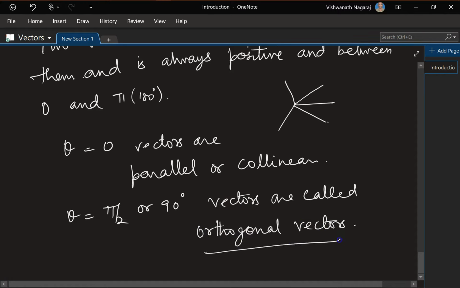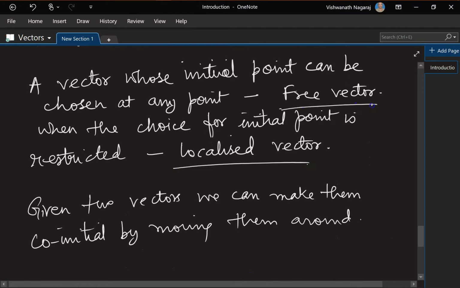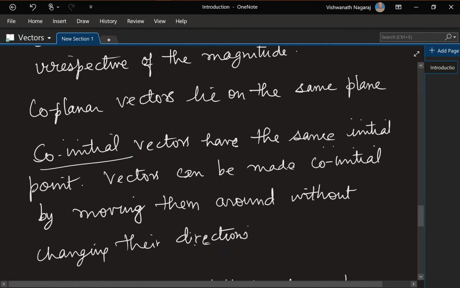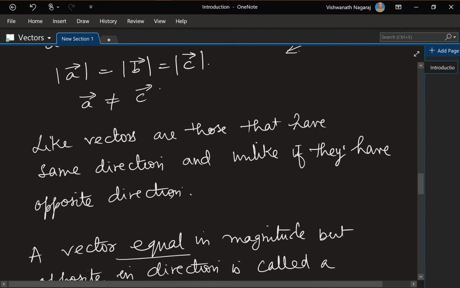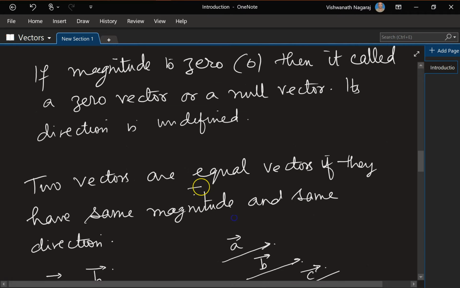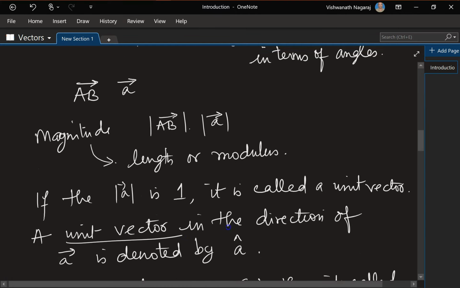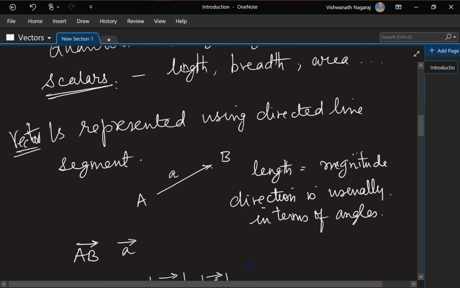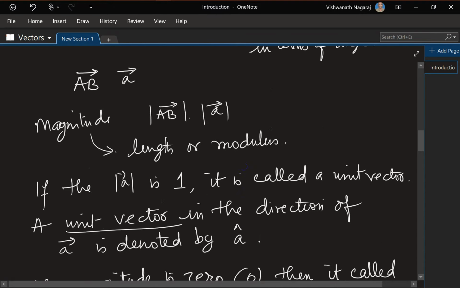So orthogonal vectors, collinear vectors, angle between vectors, localized vector, free vector, co-initial vectors, coplanar vectors, equal vectors, negative vectors, like vectors, unlike vectors, magnitude, unit vector, and how they are represented, and most importantly, what are vectors and scalars. These are the terms you need to be very comfortable with.